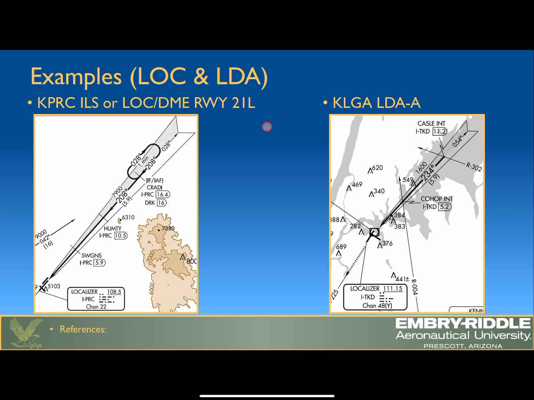Okay, so here are some examples of localizers and LDAs. So here on the left-hand side, we are looking at KPRC, our hometown airport, the ILS, or the localizer DME runway 21 left. So in this case, this is what the approach plate is gonna look like. We will discuss approach plates and how to read them later on in the course. But for right now, here are some examples. So you can see this kind of looks like a feather coming off of runway 21 left. So down here, you can see that is KPRC.